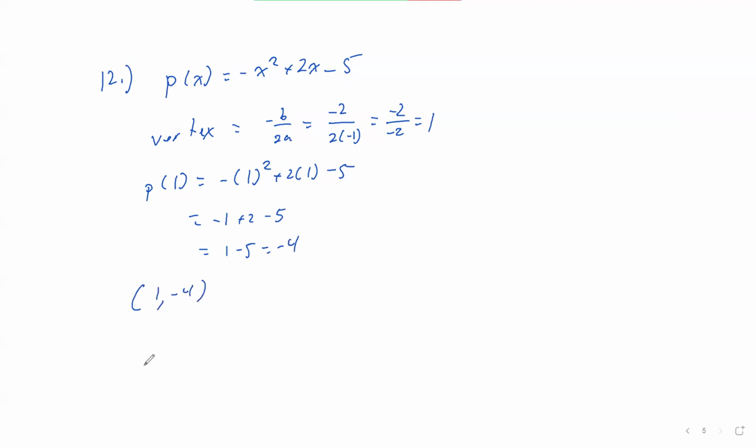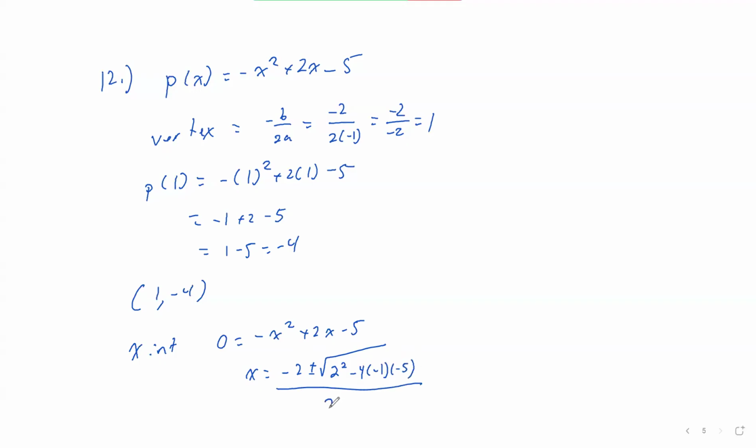Again, I'm still asked to find the x-intercepts. So 0 equals negative x squared plus 2x minus 5. Let's see if we can factor that. Two things multiplied to get 5 and add up to 2, impossible. So x equals negative b plus or minus the square root of b squared, so that's 2 squared minus 4 times negative 1 times negative 5, divided by 2 times negative 1. That's 4, and then plus 4, minus 20. Yeah, that is going to give me a negative number. So there are no x-intercepts.